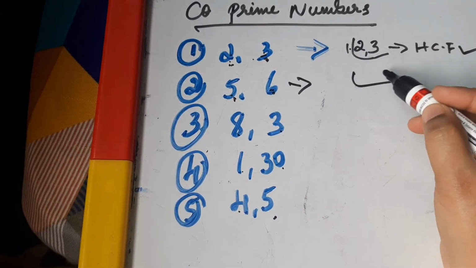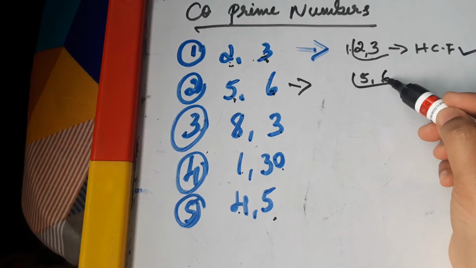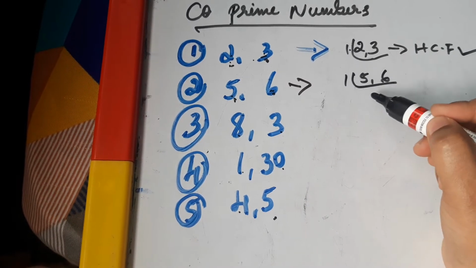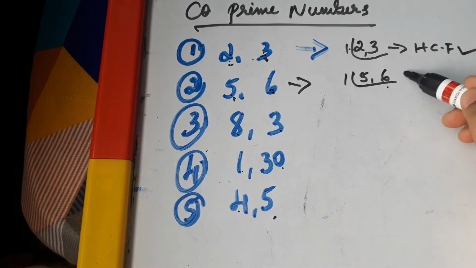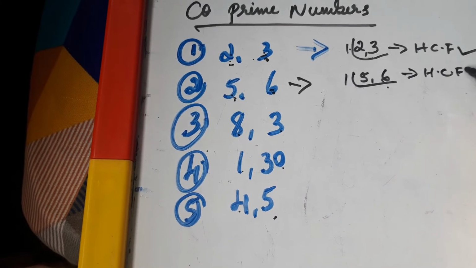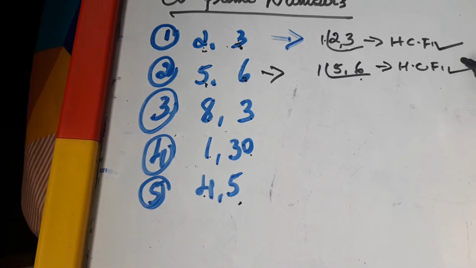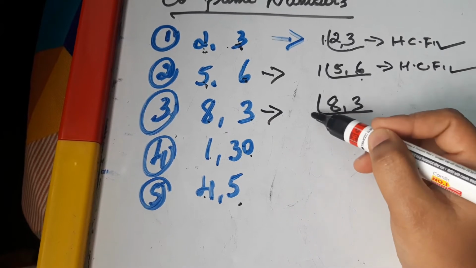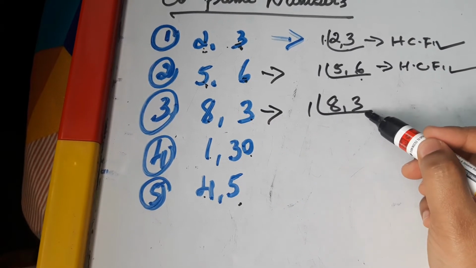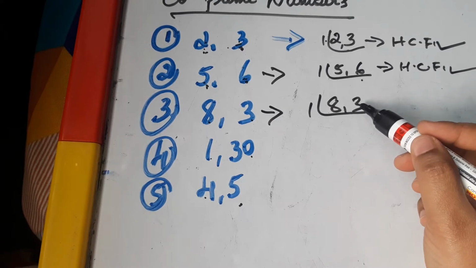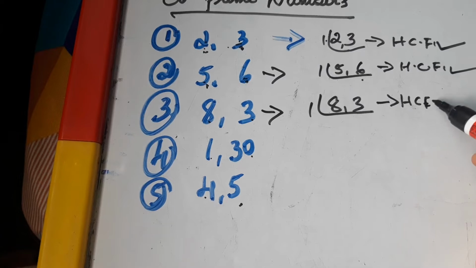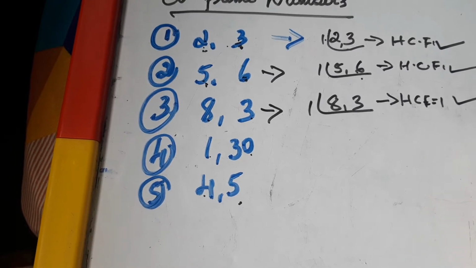Find the HCF of 5 and 6. 5 and 6 are multiples of which numbers in common? Common number 1: 1 times 5 is 5, 1 times 6 is 6. So the HCF is 1. Therefore, yes, this is a coprime pair. Next, 8 and 3. The HCF of 8 and 3 is 1. 1 times 8 is 8, 1 times 3 is 3, so the common factor of 8 and 3 is 1. So the HCF is 1. Therefore, this pair is coprime.